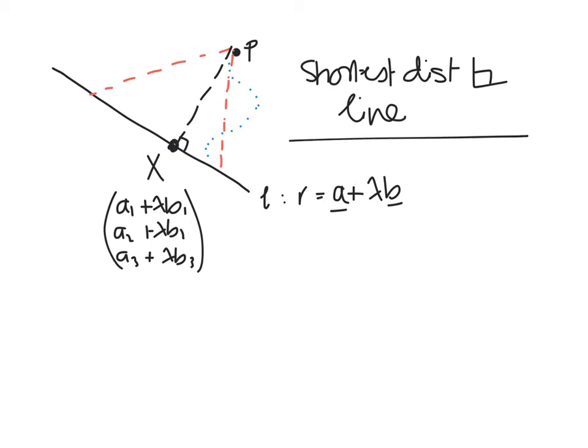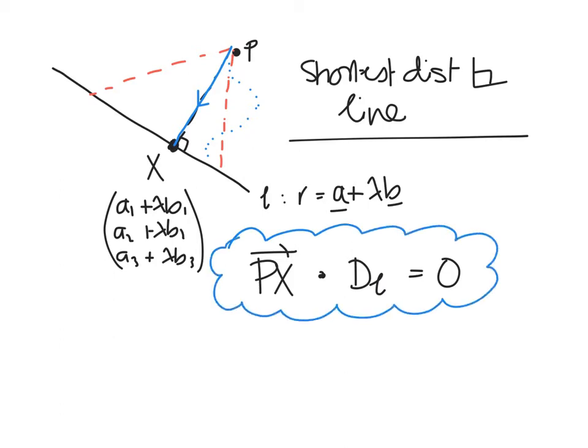So we know that these two things are perpendicular to each other. Well, what two things? The shortest distance is perpendicular to the line. In reality, what we mean is that the vector px, the vector between p and this point on the line that I've found, x, is perpendicular to the orientation of the line, i.e. the direction vector of the line. And if two things are perpendicular, we know that the dot product between them is 0. So this is what we're going to use to find the shortest distance between the line and a point.